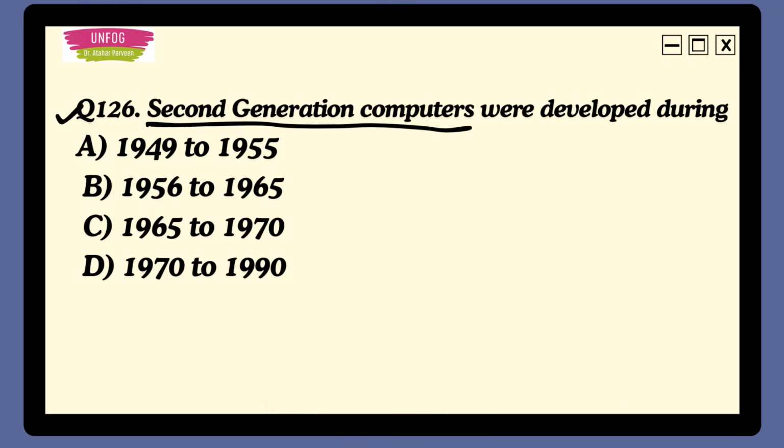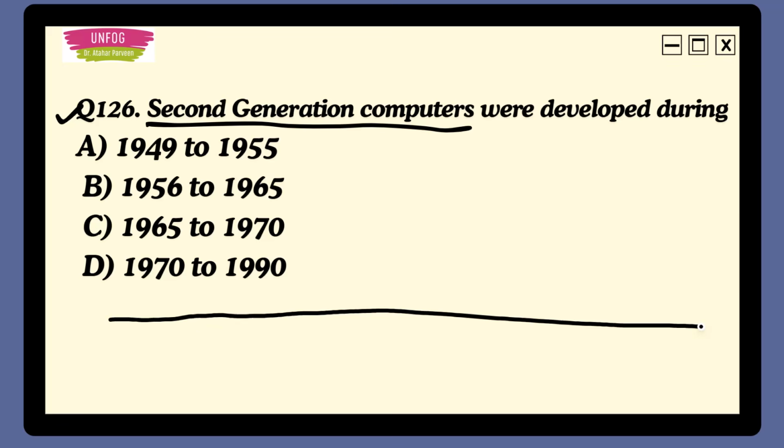So to solve this question, we will make a timeline. This is for your understanding. It is not that complicated. I'm only telling you what second generation computers are. So like I said, when was the first computer made? In which year was it made?